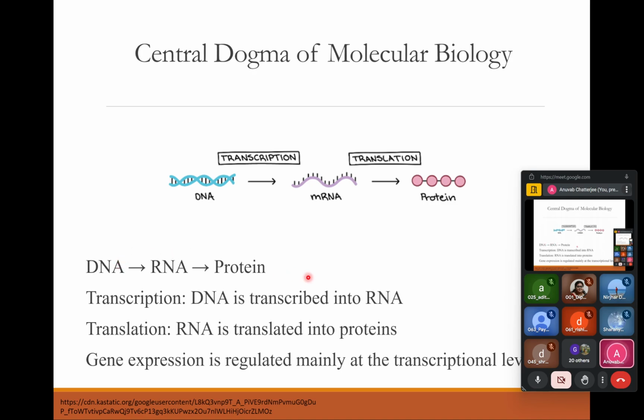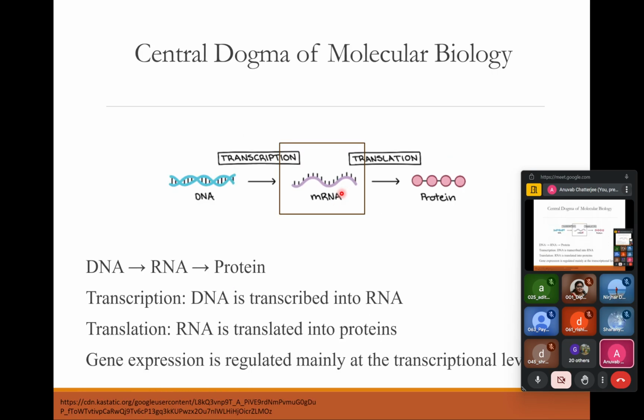So DNA, RNA, protein. Transcription is DNA being transcribed into RNA, translation is RNA being translated into proteins. Major gene regulation occurs at the transcriptional level. I think everyone would be okay with this. We will be talking a bit about what these guys in the middle are and how important these guys are, the mRNAs.